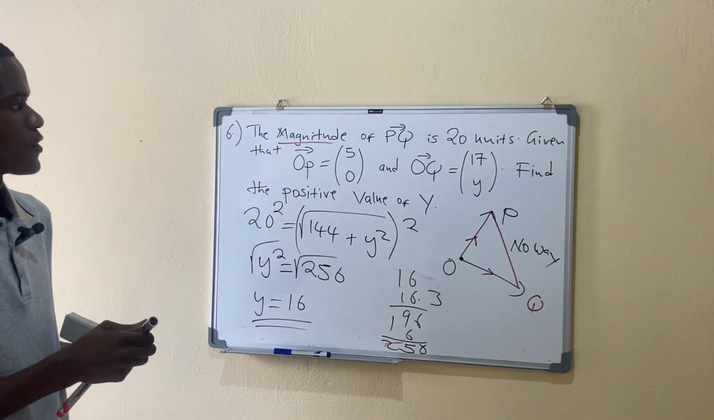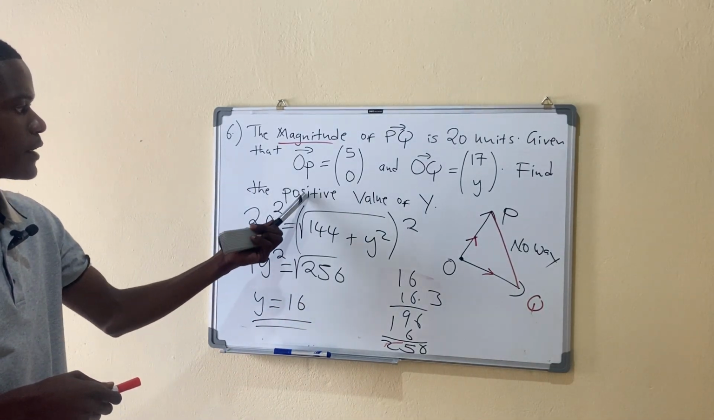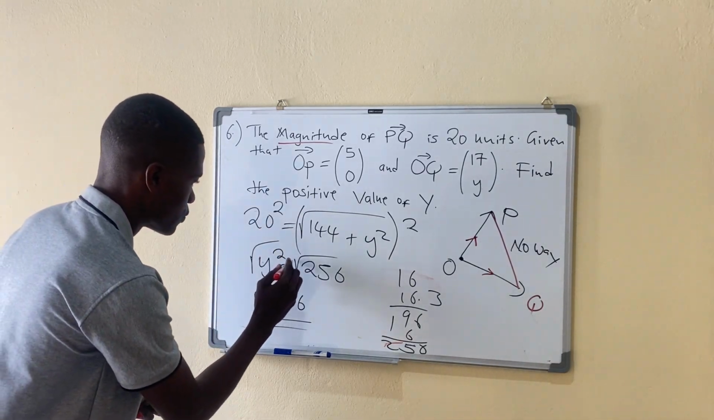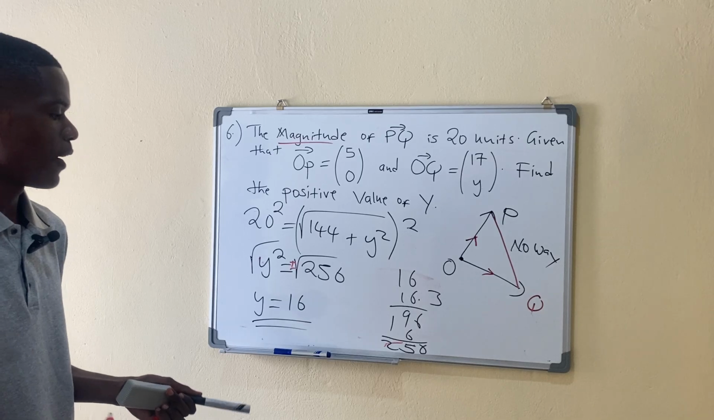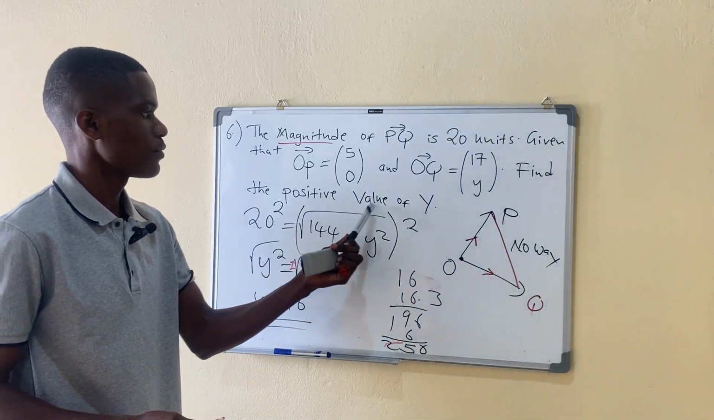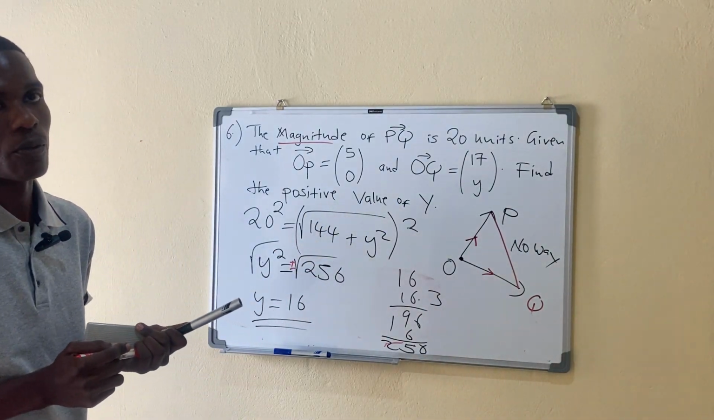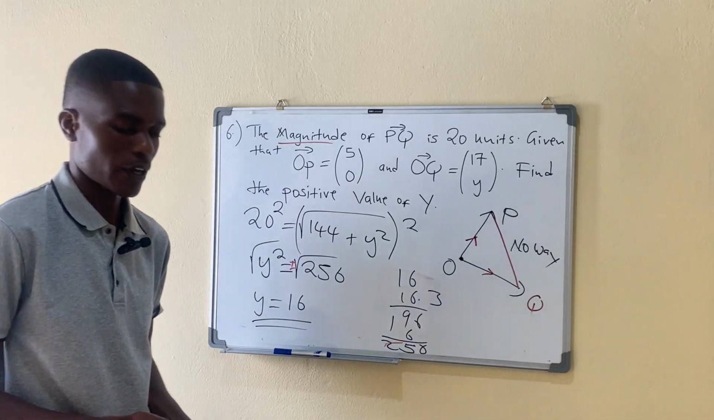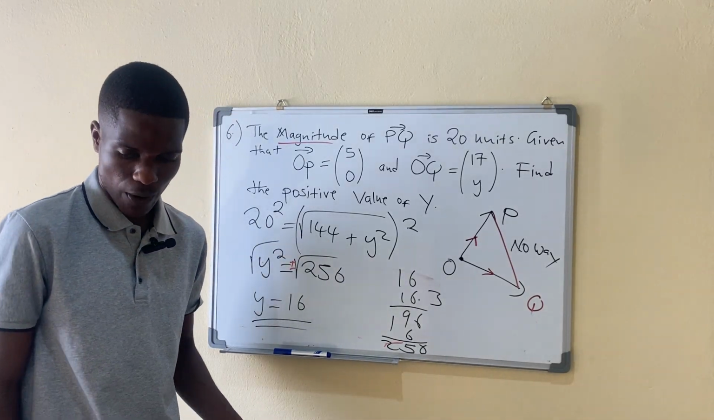Okay, so that's how you find the positive value of y. We understand that when you introduce your square root, you've got plus or minus, but our interest is only to get the positive value of y. Okay, so that's it for this question. I hope you've learned one or two things.